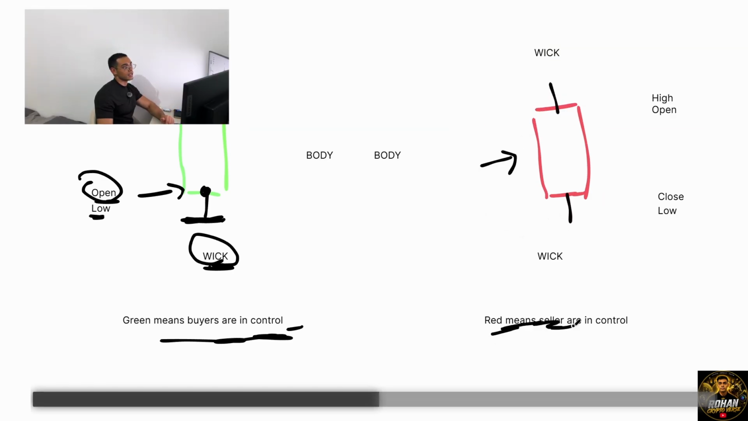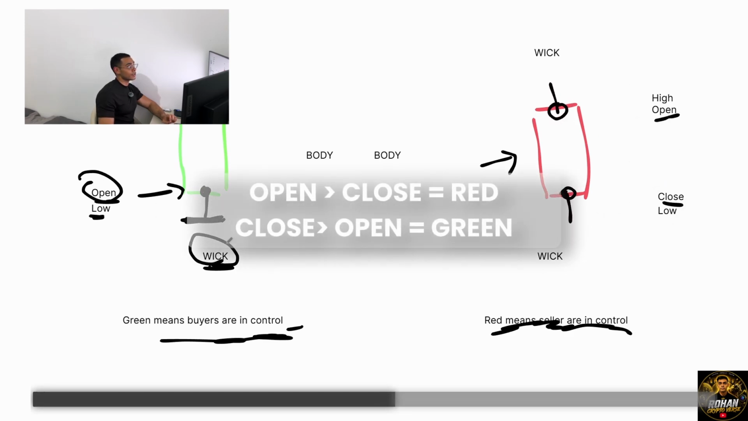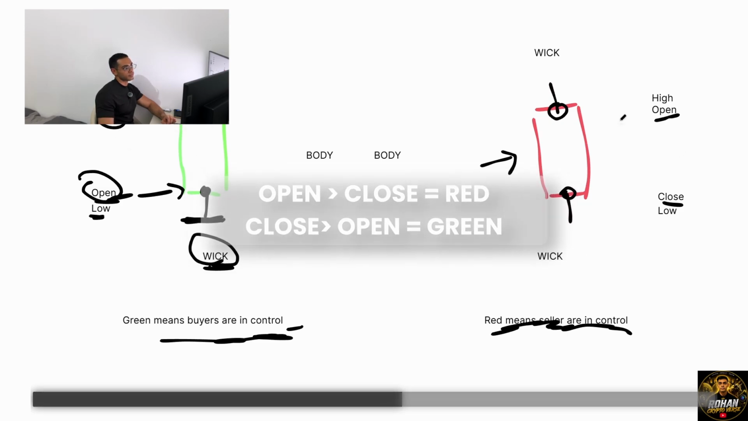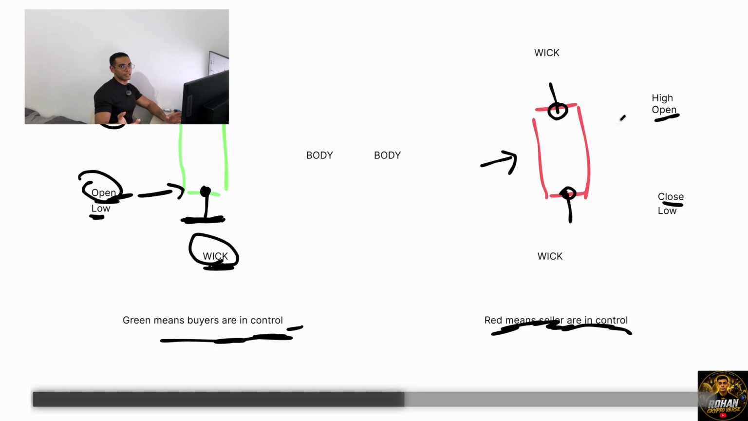Red means sellers are in control of the market. How do you know sellers are in control of the market? In a red candle, open is always higher than the close. In a green candle, what did we identify? Close is always higher than the open, but it's a straight opposite in a red candle.